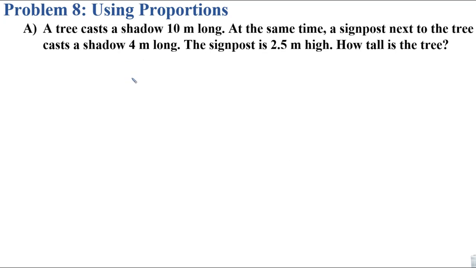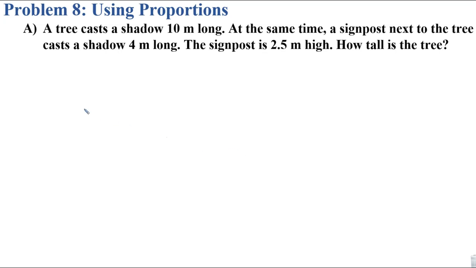Problem 8, part A. It says that a tree casts a shadow 10 meters long. At the same time, a signpost next to the tree casts a 4-meter long shadow. If we know the signpost is 2.5 meters high, we want to know how tall is the tree. Classic indirect measurement question, and we're including one like this because I guarantee stuff like this is going to show up for you as you go through any type of math class.